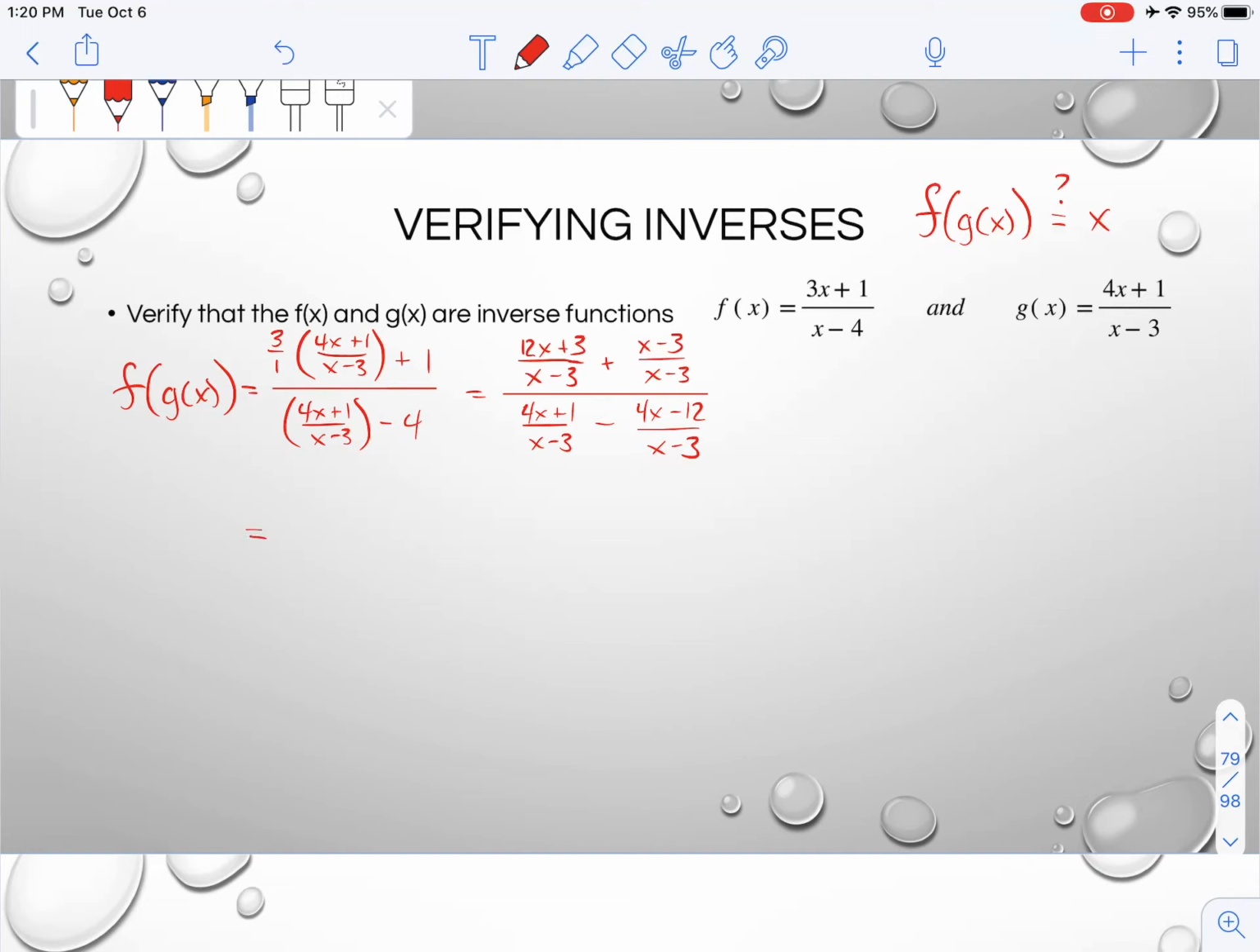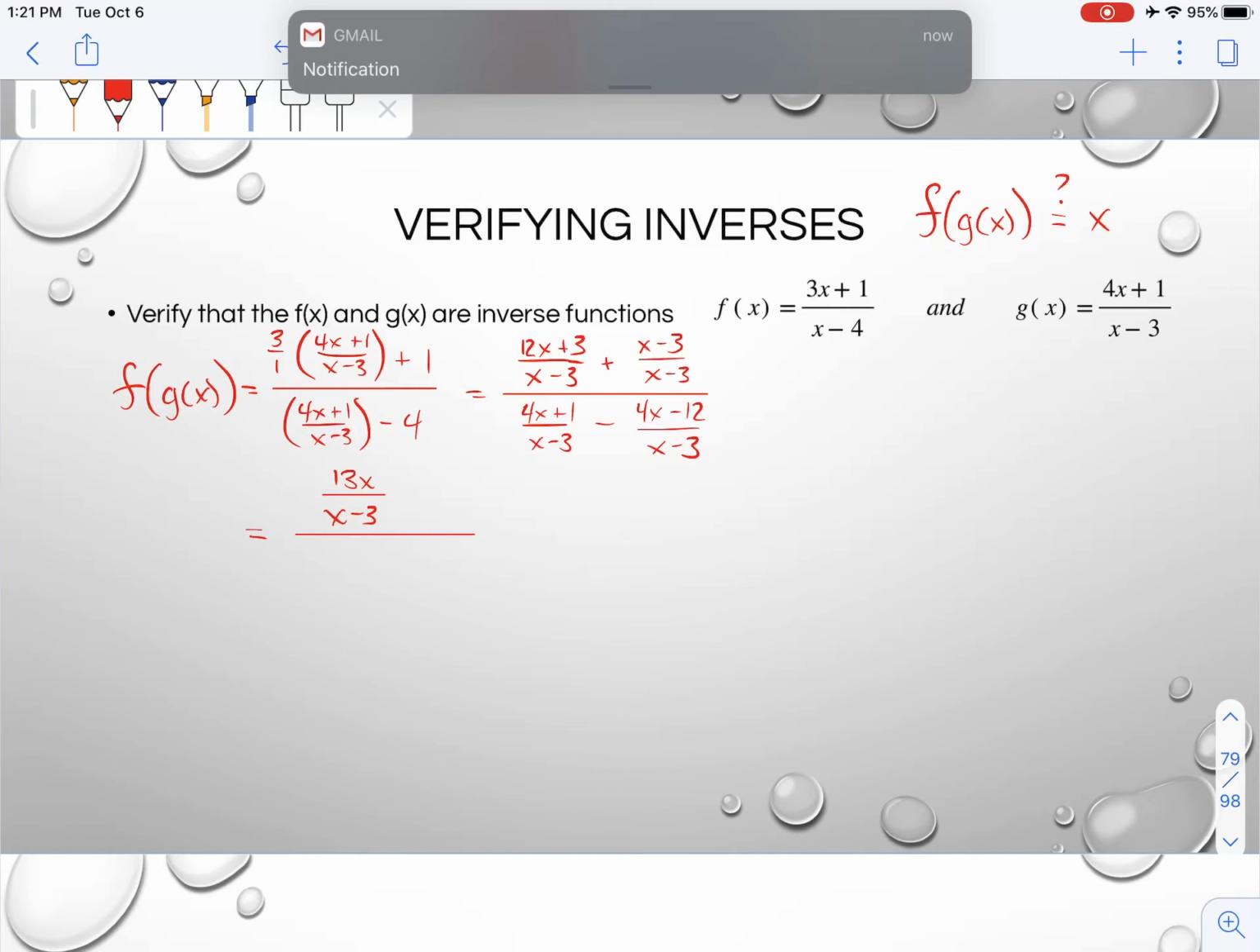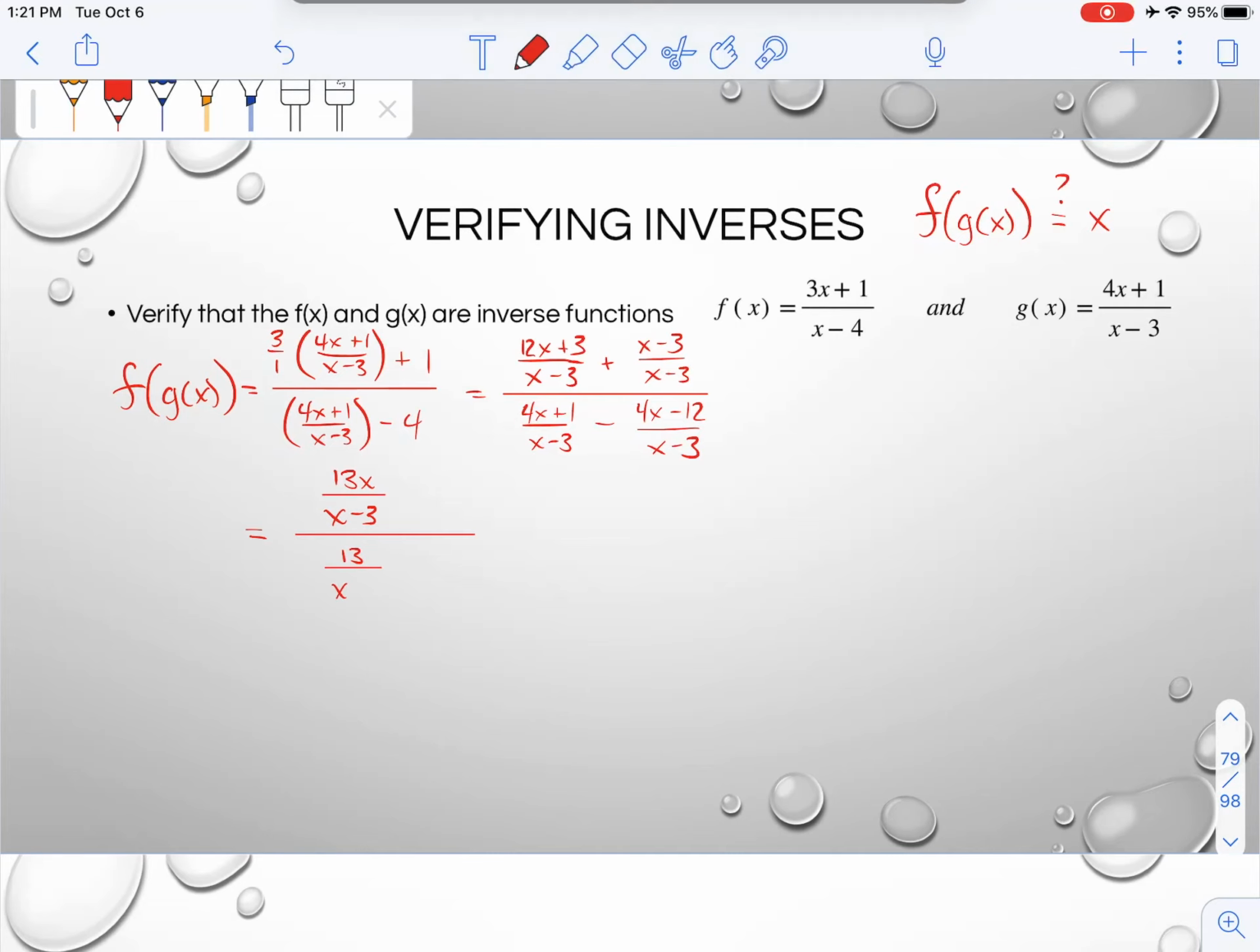So when I do that and combine like terms in my numerator, we're going to get 13x, and the plus 3 and minus 3 cancel, and in my denominator we're going to have over x minus 3. In the numerator of my denominator, when I combine like terms, I'm going to have 4x minus 4x, which is simply going to be 0. And I'm going to have 1 minus negative 12, or 1 plus 12, or 13, over, still, x minus 3.